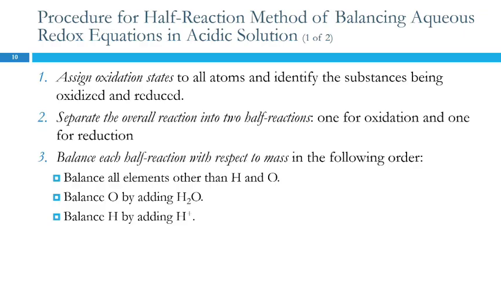So these are the rules for the half reaction method of balancing aqueous redox equations. The first step technically is to assign the oxidation states to all of the different atoms and figure out which one's being oxidized and reduced. It's really good to be able to do that.